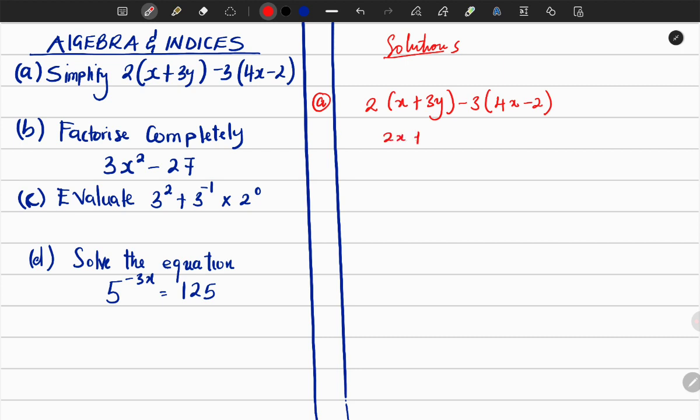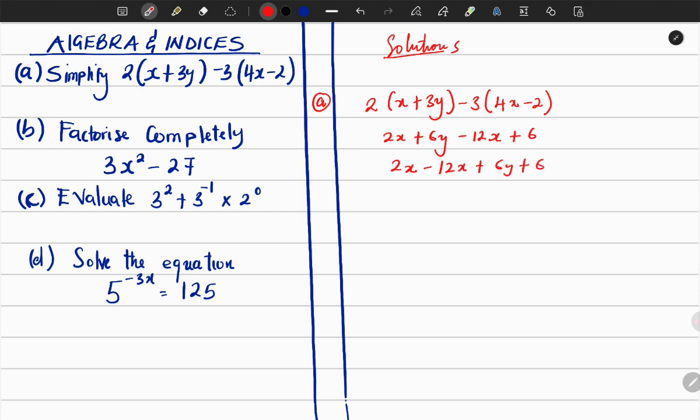This gives us 2x. 2 times 3, we get 6y. Negative and positive, you get negative, and we get 12x. Negative and negative, we get positive. Then 3 times 2, we get 6. What comes next is for you to collect the like terms. Terms that have the same variable like x and y. Here minus 12x plus 6y plus 6.